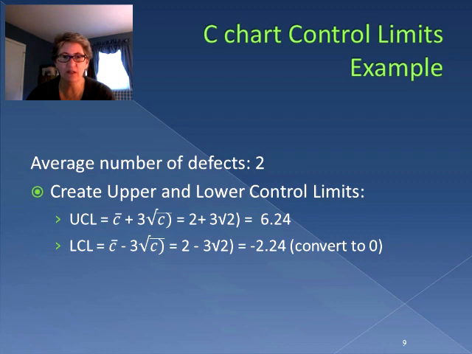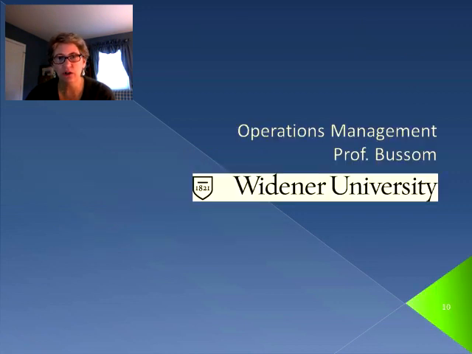Now you can't have a negative number of defects, so in this case we convert that lower control limit to 0. And in fact, anytime we have a control limit where it's negative and it is impossible to have a negative number, we convert that to 0. So that's all there is to creating the control limits for C charts and for P charts. When we use them on a control chart, the upper control limit is our upper line, the lower control limit is our lower line, and then we're just plotting the data in between. As long as that data point stays between those lines, our process is in control. If it falls outside, we say it's not in control.